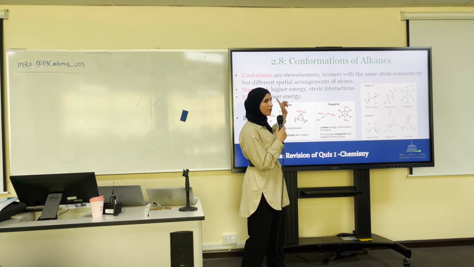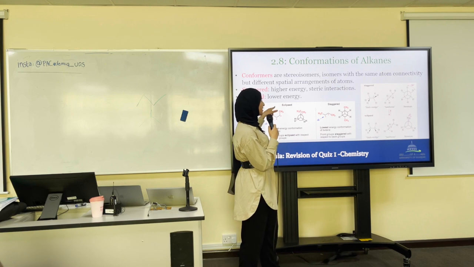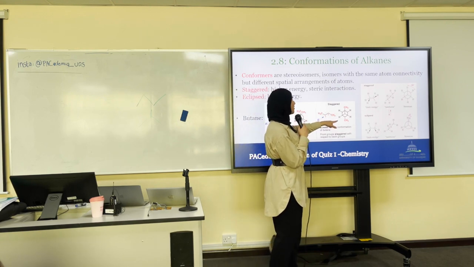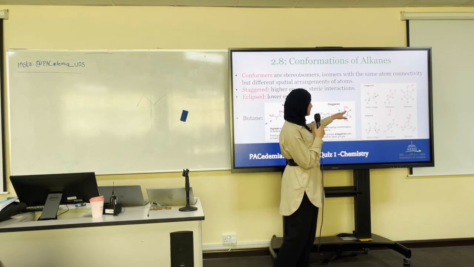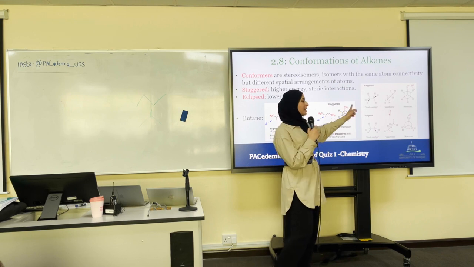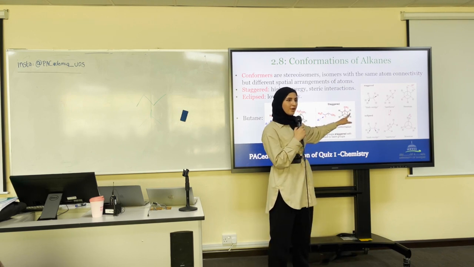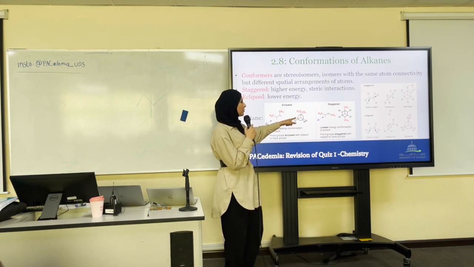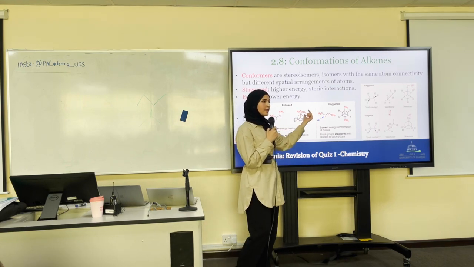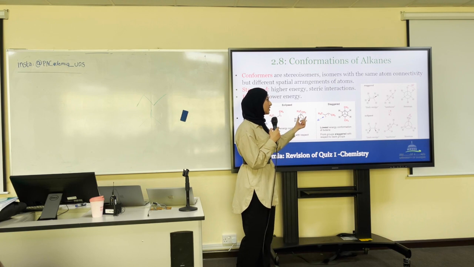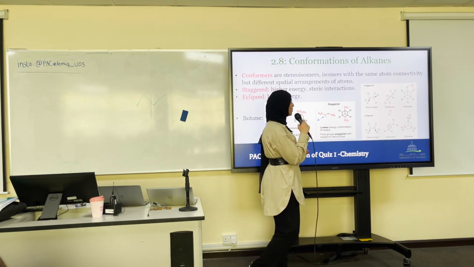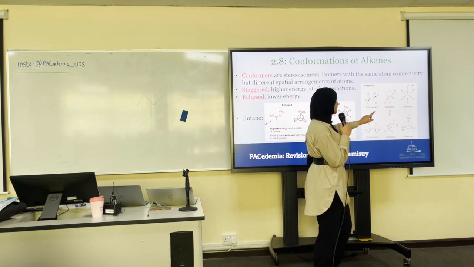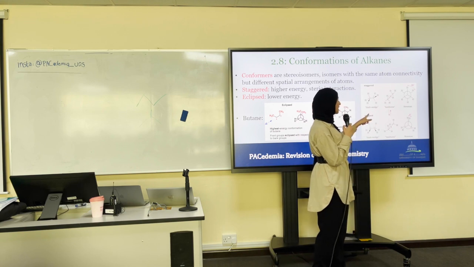They have tension. It should be the opposite. Yeah, so staggered have lower energy. From here, as you can see, these groups are farthest away from each other. Unlike eclipsed, in which they have higher energy and more steric interaction because the groups are closer to each other. Okay, so what you need to know from this is just to know the dash and wedge.